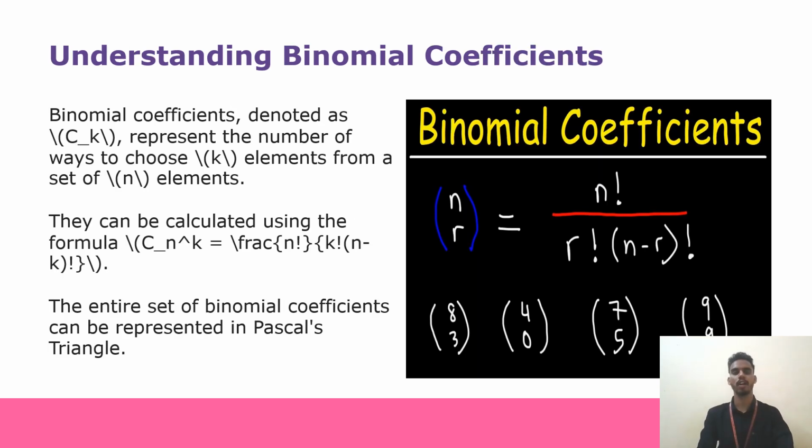Moving forward to the next slide, understanding binomial coefficients. Binomial coefficients, denoted as C(n,k), represent the number of ways to choose k elements from a given set of n elements. They can be calculated using the formula C(n,k) equals n factorial over k factorial times n minus k factorial. The entire set of binomial coefficients can be represented in Pascal's triangle.